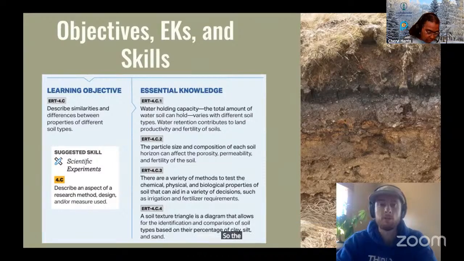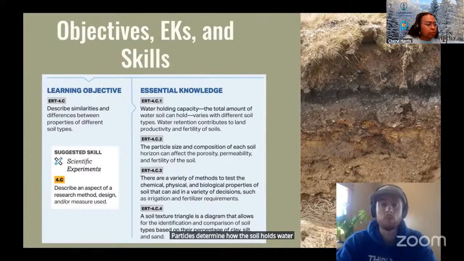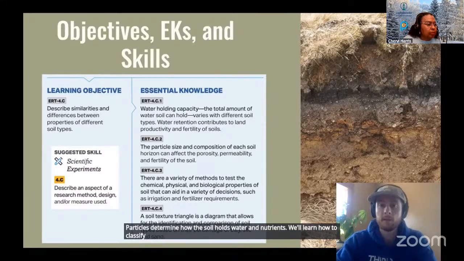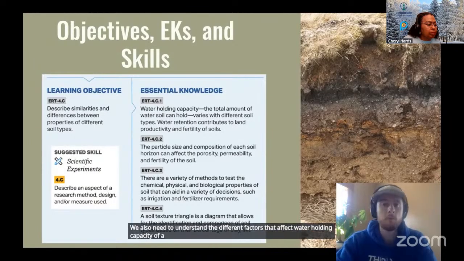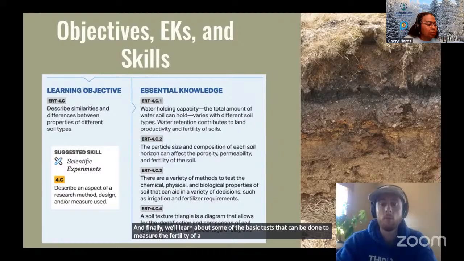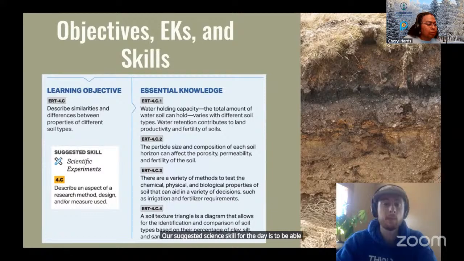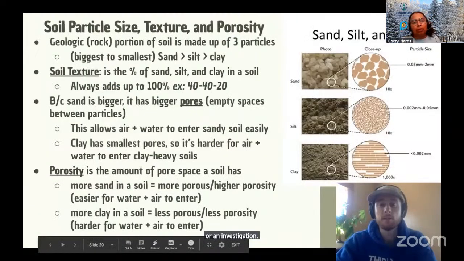So the knowledge we need in order to do that is that all soils are made up of sand, silt, and clay. Particles determine how the soil holds water and nutrients. We'll learn how to classify different soils based on their texture or the percentage of sand, silt, and clay. We also need to understand the different factors that affect water holding capacity of a soil. And finally, we'll learn about some of the basic tests that can be done to measure the fertility of a soil or how well it's able to support plant growth. Our suggested science skill for the day is to be able to describe an aspect of a research method or an investigation.